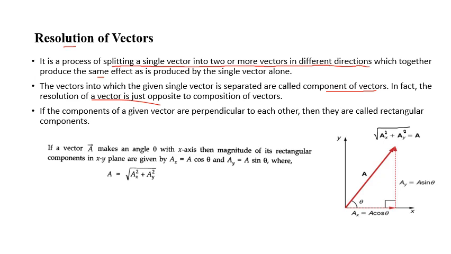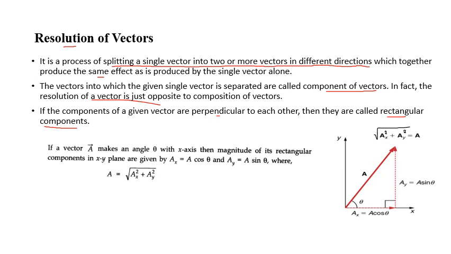If the components of a given vector are perpendicular to each other, then they are called rectangular components. Very important. Is that clear? So what do you mean by resolution of vector? The process of splitting a single vector into two or more vectors, right? And those split vectors are called components of the vector. If the components of the given vector are perpendicular to each other, then they are called rectangular components. Three points I said so far, right? Then look at the fourth point.